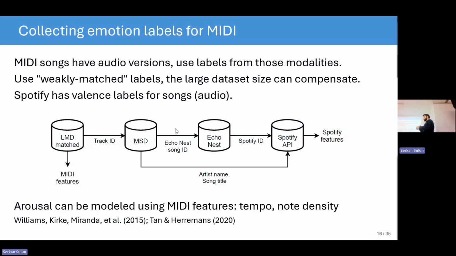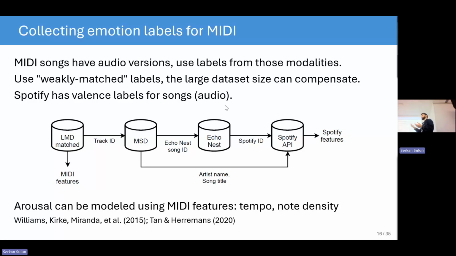So MIDI songs have their audio versions. For some of those MIDIs, you can find their audio versions from the metadata, etc. So if we can find labels from the audio modality, it would weakly match the MIDI because they're the same composition. Even though they're not exact matches, if you have enough samples, we hope that this compensates for this noise. And Spotify has valence labels for audio, or it used to have, not anymore, but when I was doing it, they had.